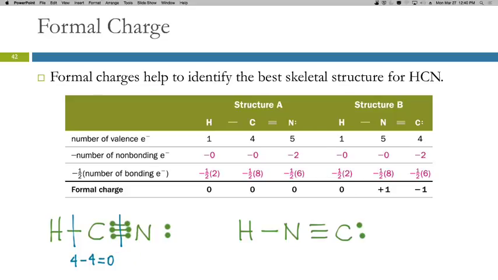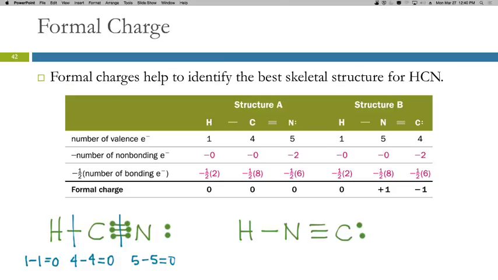Nitrogen. How many valence electrons does nitrogen all by itself have? 5. And in this structure, when we've cut things exactly in half, how many does it have? 5. So 5 minus 5 is 0. Oh, this is looking good. How about hydrogen? Hydrogen has 1 electron by itself, and when we divide this up, it has 1, and so it ends up being 0. I'll just give you a clue right off the top. Hydrogen always ends up with a formal charge of 0. Just does. So formal charges of 0 tell me that's a great Lewis structure.